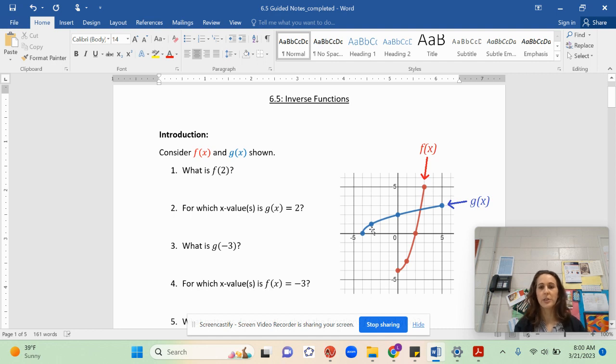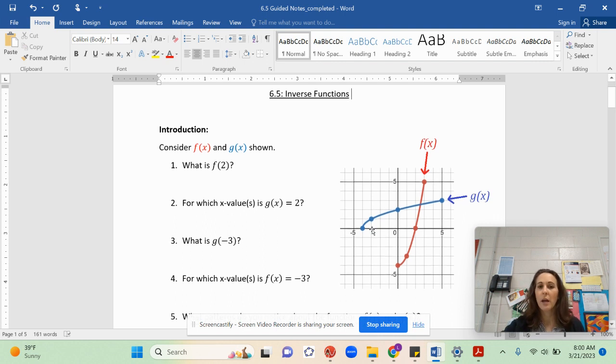The last lesson of this unit is on a concept or an idea of something called an inverse function. So we're going to start with a little introduction problem to have an idea of what inverse functions are, and then we'll get into the definitions and more details about this.